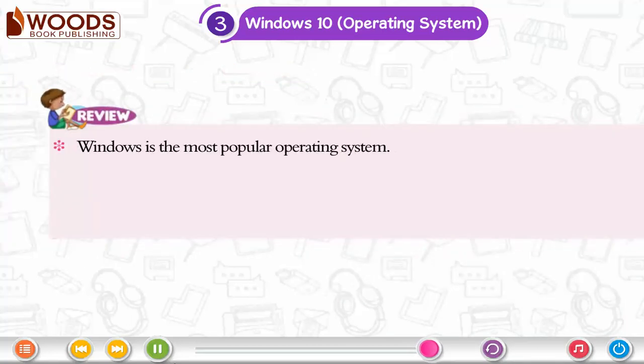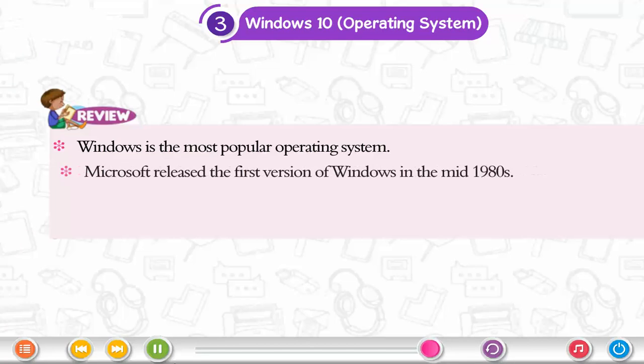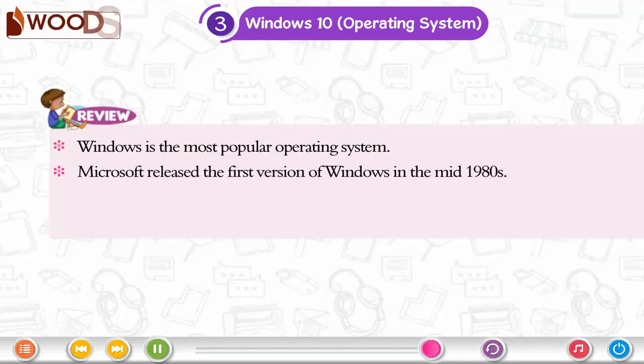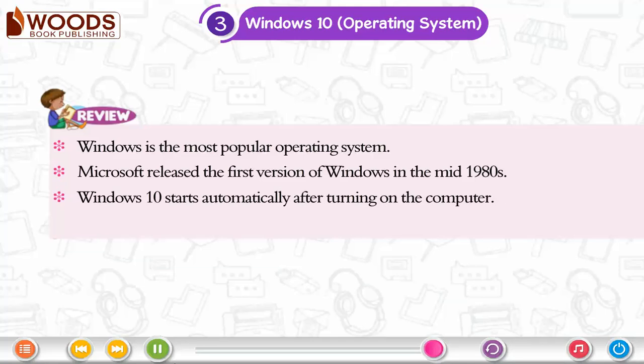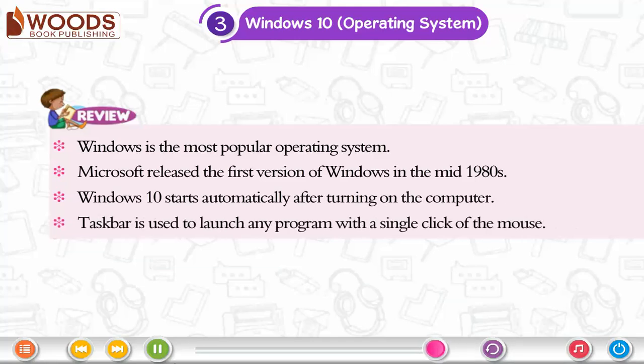Review. Windows is the most popular operating system. Microsoft released the first version of Windows in the mid-1980s. Windows 10 starts automatically after turning on the computer. Taskbar is used to launch any program with a single click.